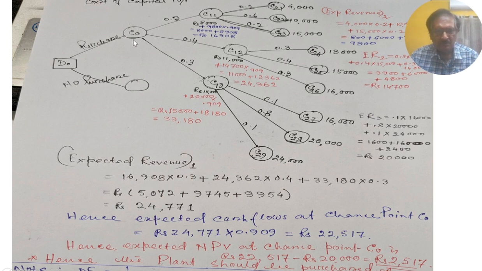And how much have you invested? The initial investment or outflow of fund is 20,000 for this project, and hence what is the net present value at this point? Net present value is, this is the inflow of present value 22,517 minus 20,000 is the outflow. This 2,517 is the net present value. As this is positive, that is greater than 0, that's why we can accept the project. The final decision is the project should be accepted or the plant should be purchased.